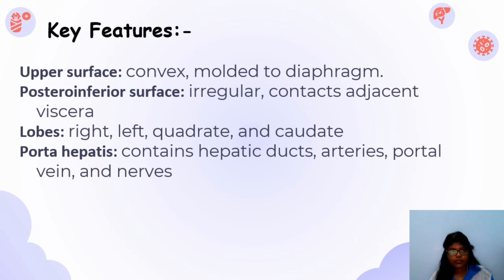Key features of it: the upper surface is convex, molded to the diaphragm; the posterior inferior surfaces are irregular, contacting adjacent viscera. The lobes are right, left, quadrate, and caudate. The porta hepatis contains the hepatic duct, arteries, portal veins, and nerves.